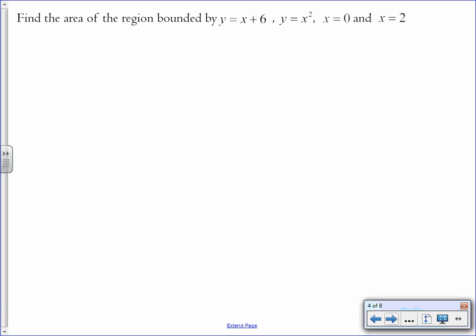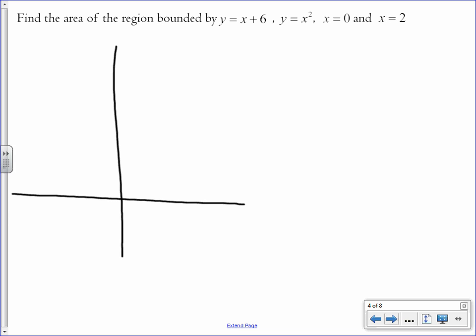Find the area of the region bounded by y equals x plus 6, y equals x squared, x equals 0, and x equals 2. First of all, we need to draw our region correctly. So x equals 0 and x equals 2 give the interval. You will not always get an interval; it's going to be where you have intersection points.